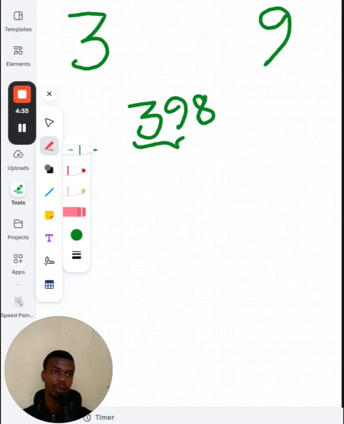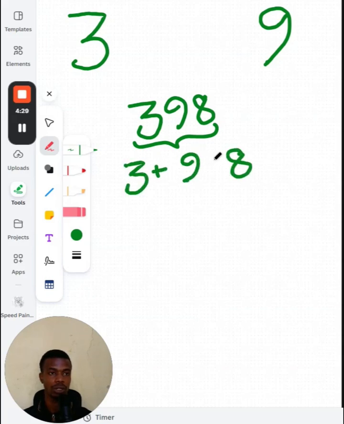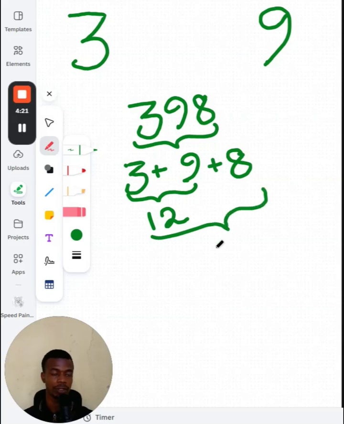Let's take the number 398. The digits are 3 and 9 and 8. When we sum these digits together, 3 plus 9 gives you 12, and 12 plus 8 gives you 20. And this creates a problem because now we have to find out if 20 is divisible by 3.